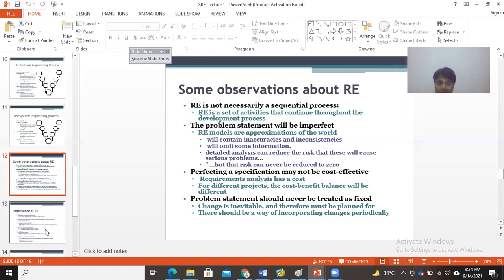So change is inevitable. Inevitable means that change is unavoidable. As time progresses, there will definitely be change in requirements, and we should plan for that change, and there should be a way of incorporating changes periodically. You should allow your system to accept change with the passage of time. So these are some observations about requirement engineering.